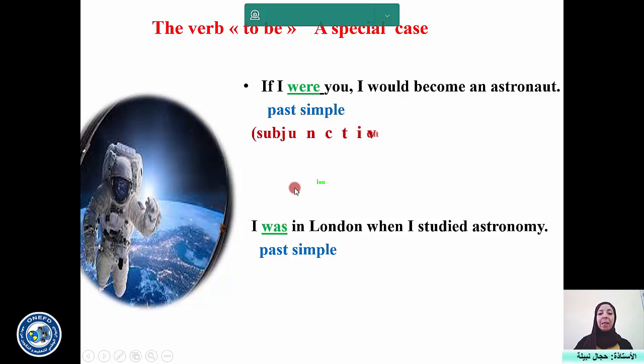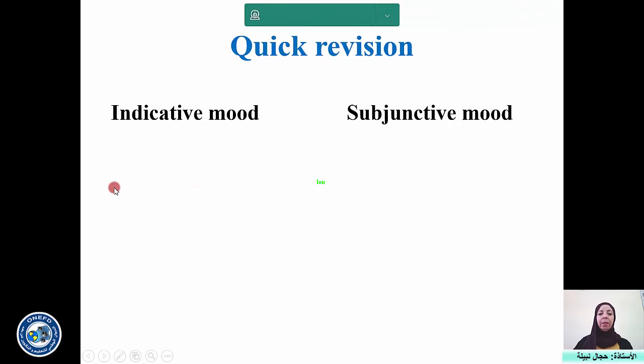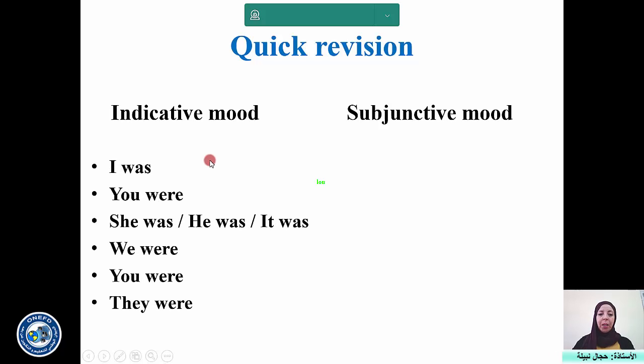This is what we call the subjunctive mood, whereas in the second one, the past simple is the normal past simple we use. It is the indicative mood. So to make it clear for you, let's have a quick revision of the two moods. The indicative mood: to be in the indicative mood is conjugated in this way. I was, you were, she was, he was, it was, we were, you were, and they were. This is how we conjugate the verb to be in the past when it is in the indicative mood.